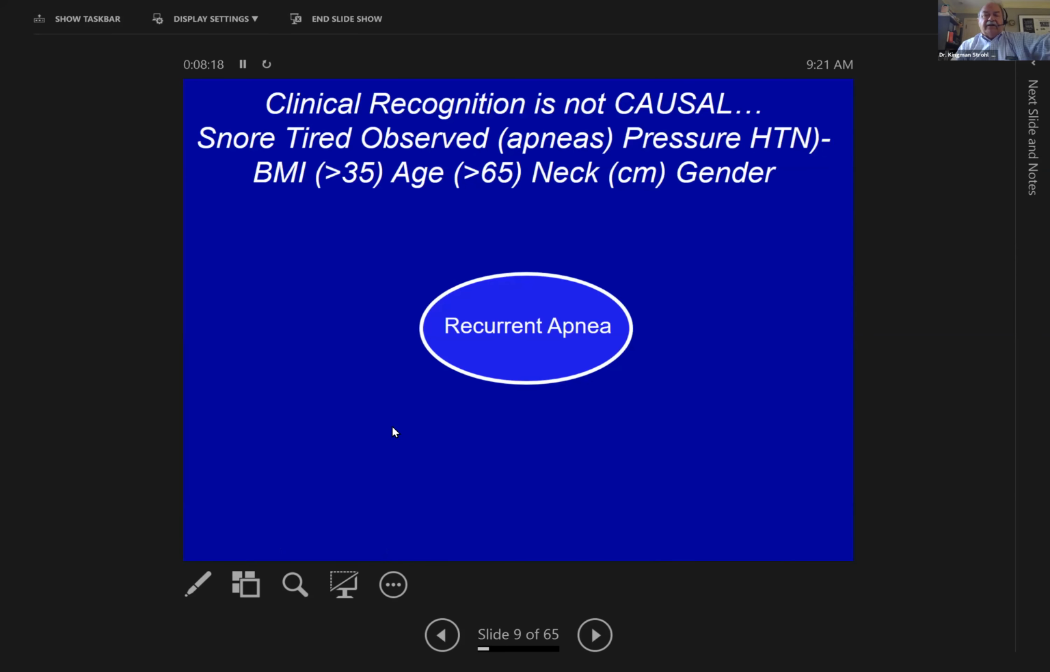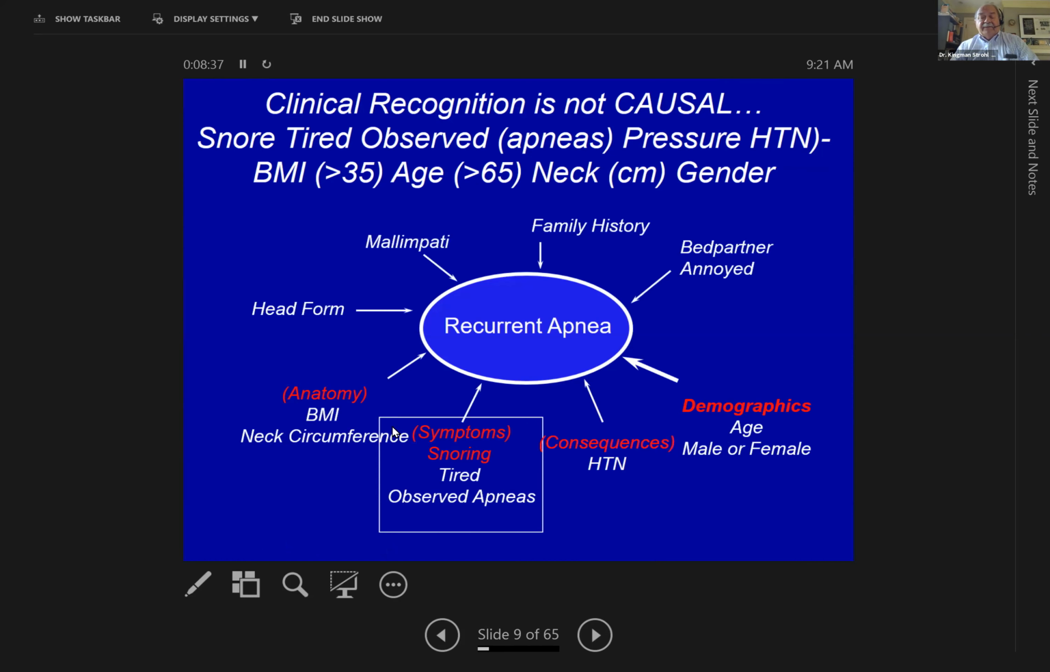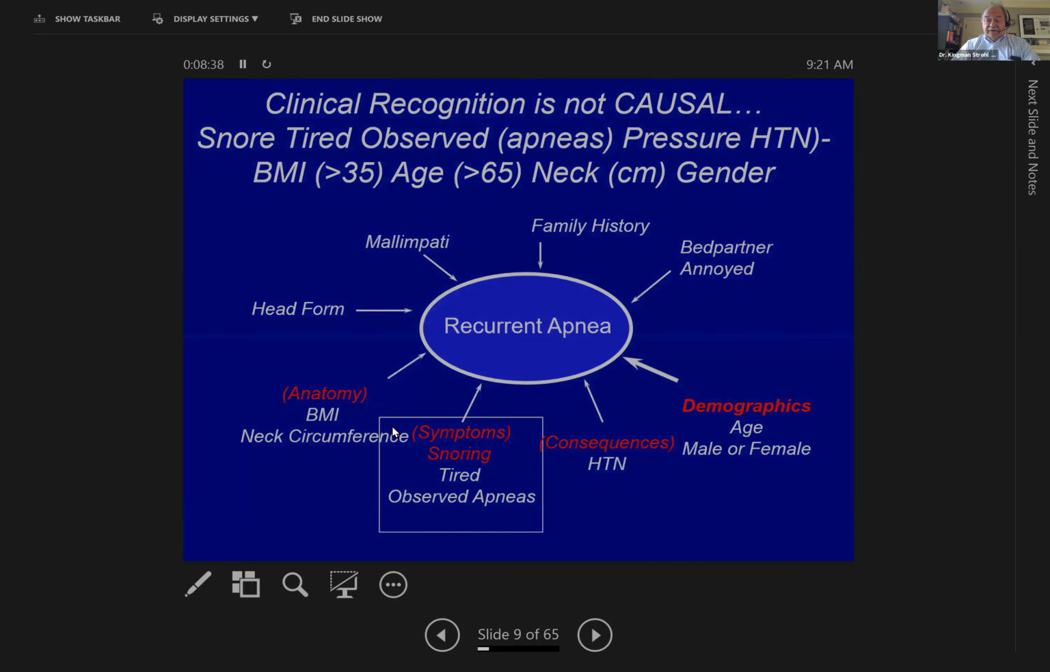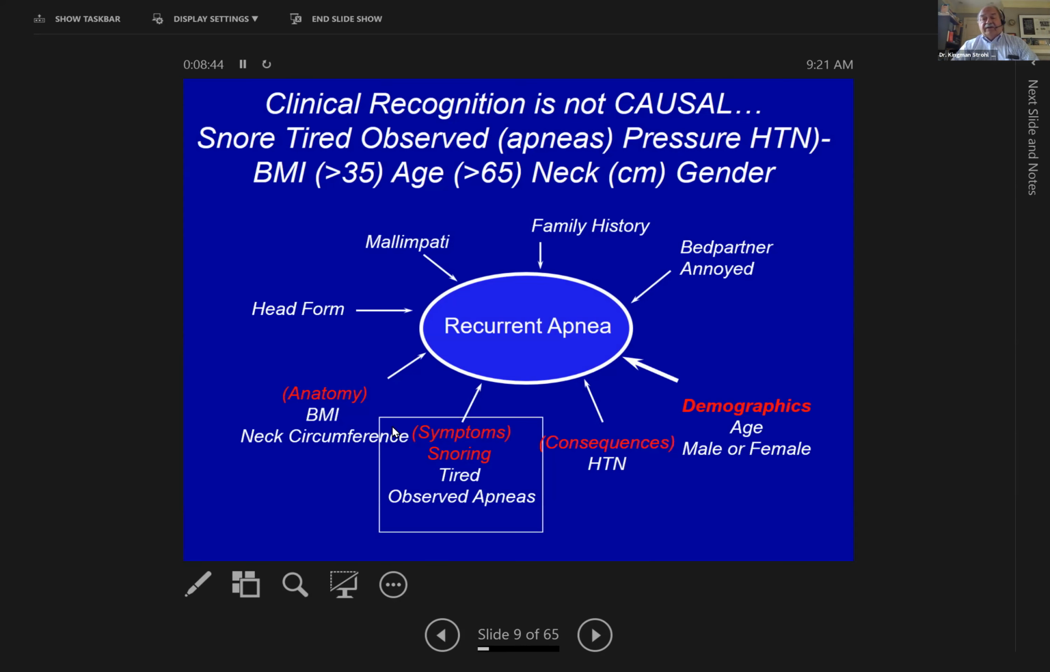Okay, so the clinical recognition that we do, all the things we just talked about: snoring, tired, observed apneas, hypertension, BMI, age, neck circumference, and gender. Those are all either anatomy, symptoms, consequences, or demographics, and these are all done during wakefulness. And we always get this as well. That is, we find all these things and we do this, but really recurrent sleep apnea, it's associated with it. It's not causal.